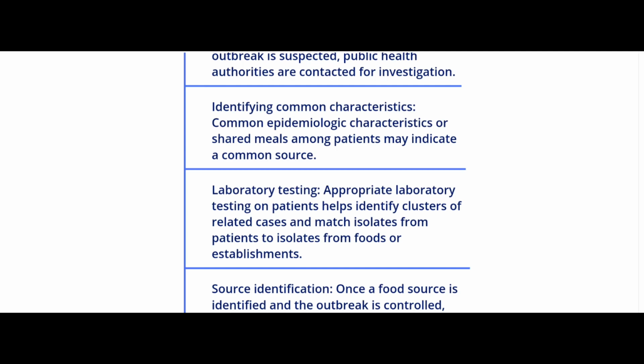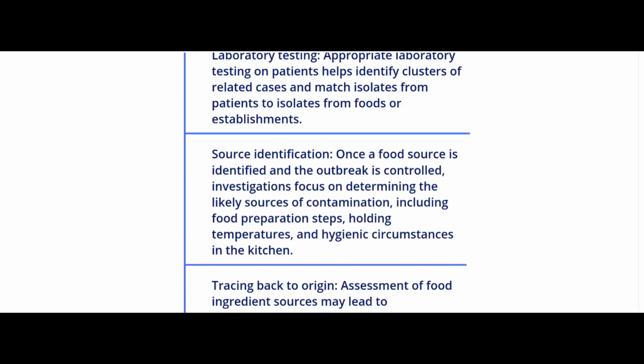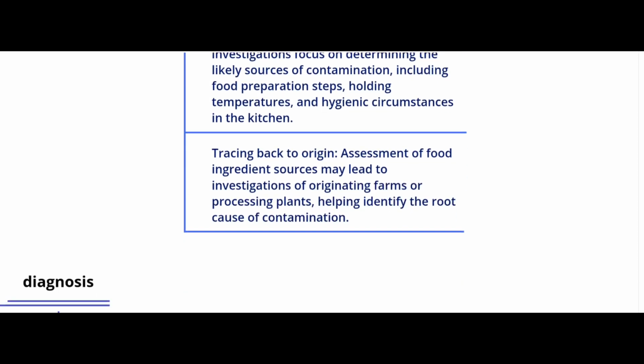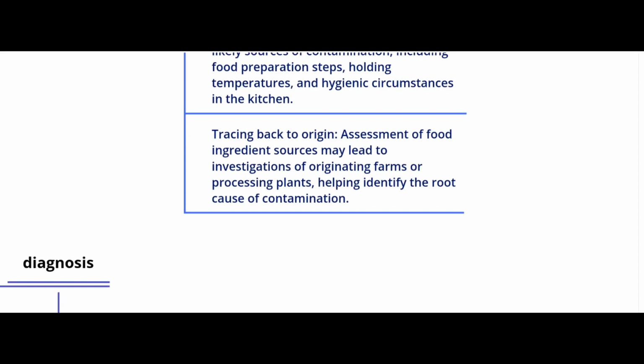Source identification: whenever a food source is identified, the outbreak should be controlled, and we should focus on tracing the next patients. We should trace back to origins and assess the food ingredient sources, which may lead to investigations of originating farms, plants, or supermarkets.